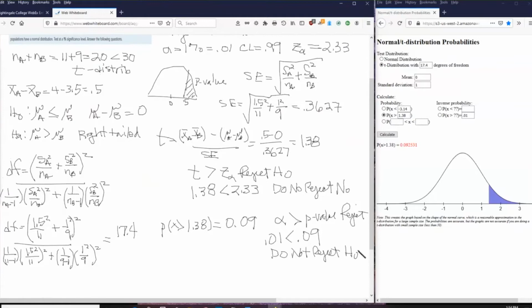Okay? So what that tells us is at the 1% level of significance from the sample data, there isn't sufficient evidence to conclude that students who graduate from college A have taken more classes than students from college B. Any questions about how I got any of these calculations or conclusions?